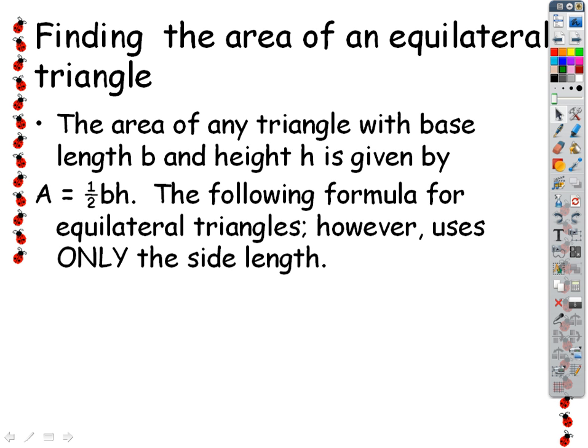We know that we can calculate the area of any triangle with a base length b and a height h with our old standard formula, area equals 1/2 base times height. Always works, right? That's fine, but the downside of that formula is it depends on two different things. It depends on knowing the base length and the height, right?